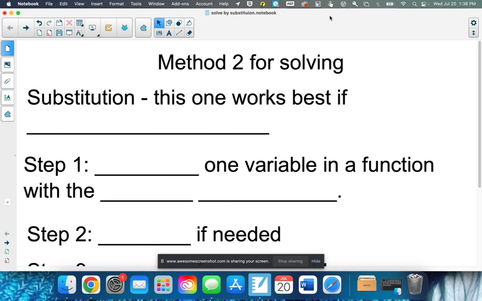Okay, so today we are going to be talking about solving systems of equations by substitution. Method one was graphing, so method two is now substitution. And again, there are three methods, and each one works best for specific situations.